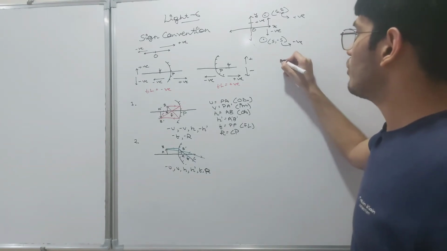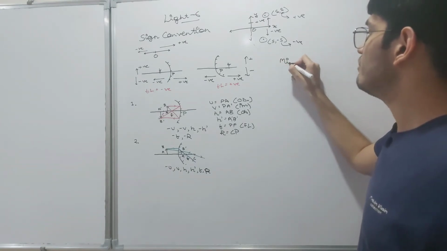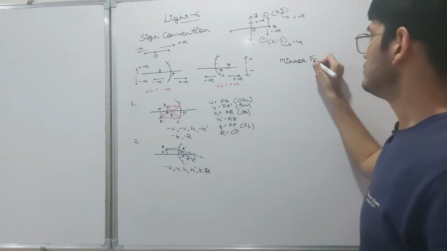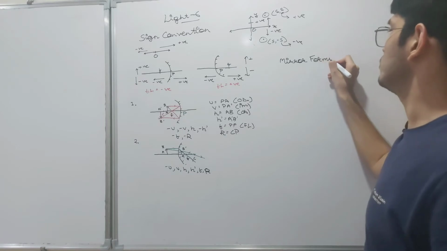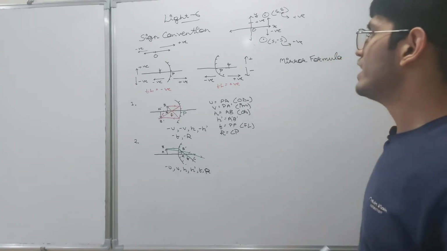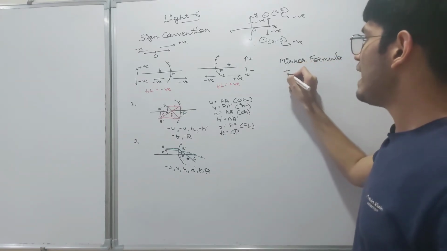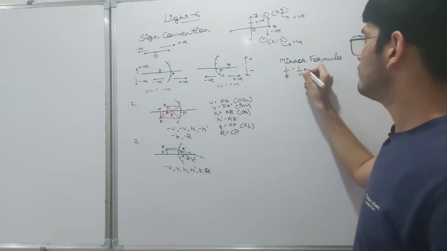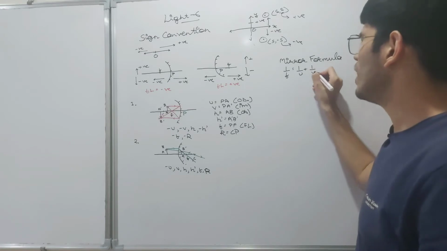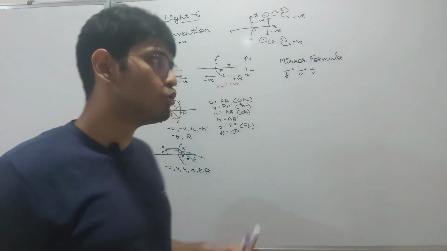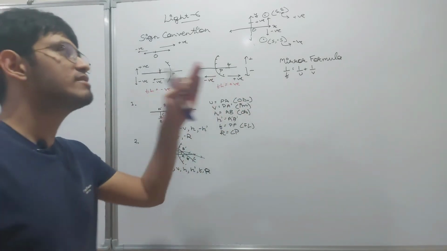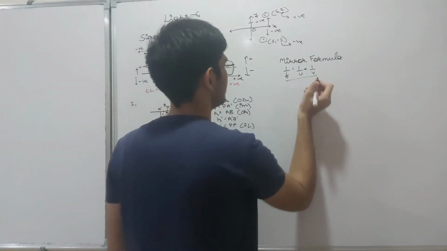So if I just tell you about the mirror formula, what does the mirror formula tell us? The mirror formula tells us that 1 by f is equal to 1 by u plus 1 by v. This is the mirror formula, and we are going to use this formula for concave mirror and convex mirror both with proper sign convention.